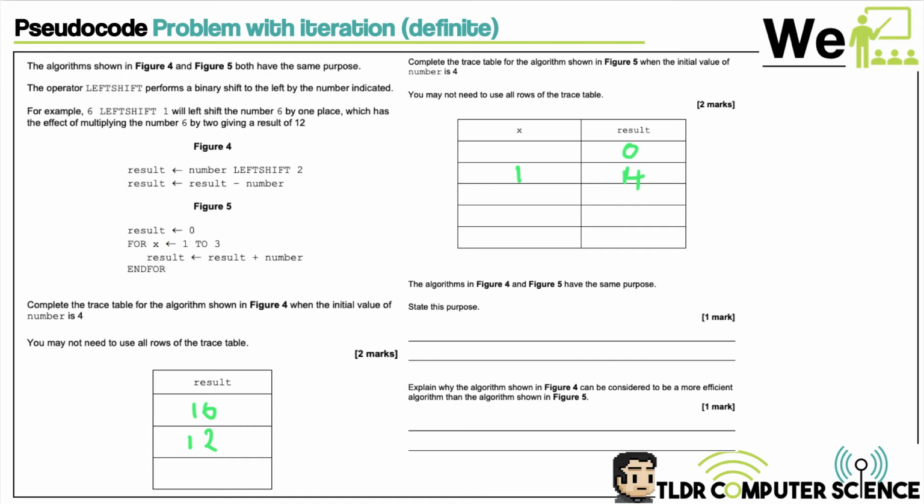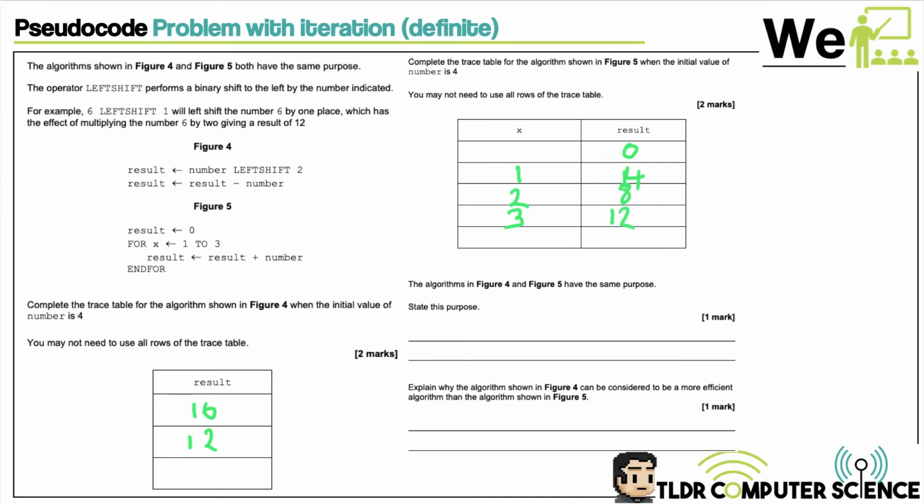Okay, so what's next? Well, next is x becomes 2. So x is 2. And then it will be result, which was 4, plus 4, so it will be 8. And then x will be 3. And when it's 3, it's result plus number. So it's 8 plus 4, so it will be 12.